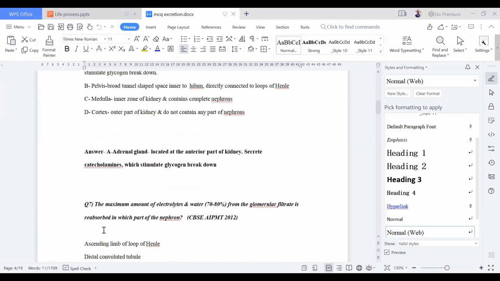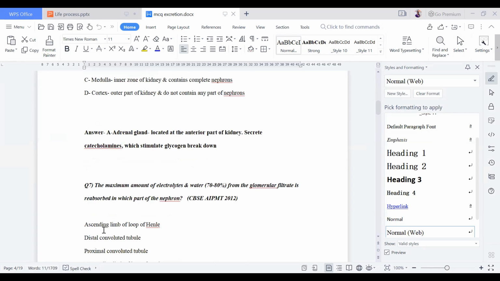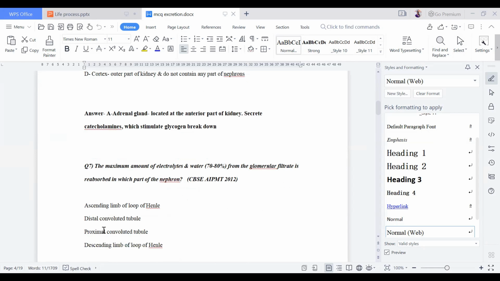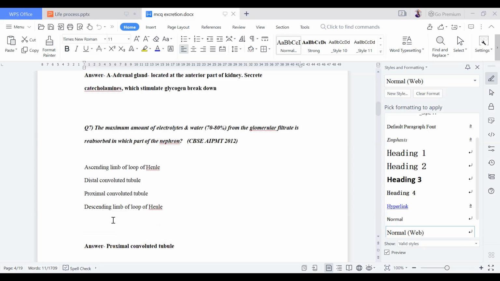part of the nephron? Option A, ascending limb of loop of Henle. Option B, DCT, that is distal convoluted tubule. Option C, proximal convoluted tubule. Option D, descending limb of loop of Henle. Option A. Option A, ascending limb of loop of Henle.